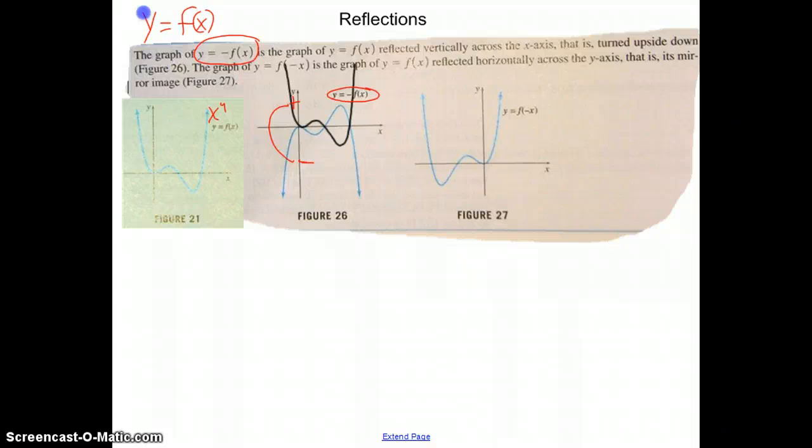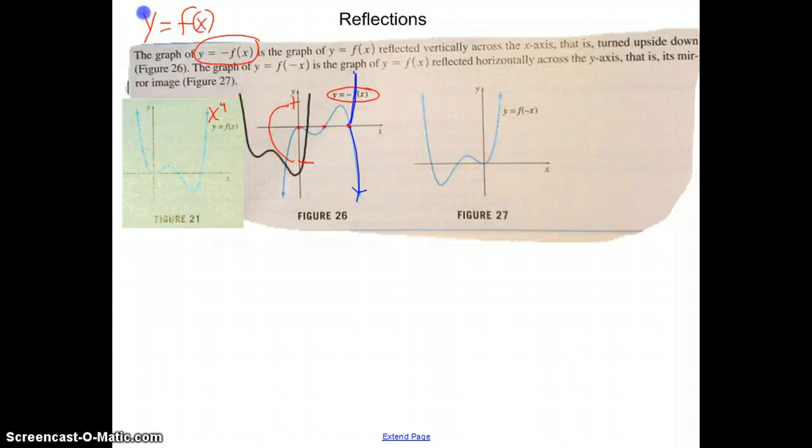So you can see how this point didn't move because it's on the x-axis. This point didn't move, it's on the x-axis. Same thing here. But you take this positive graph from here to here and reflect it over the x-axis, now you've got this part down here. Okay, same thing all the way around. So you're putting a negative out in front of the parent function. That's changing the sign of the y values, which is a reflection over the x-axis.